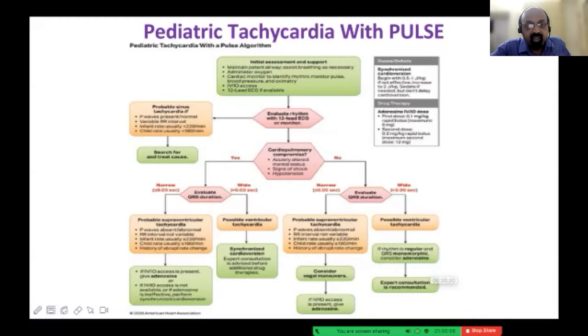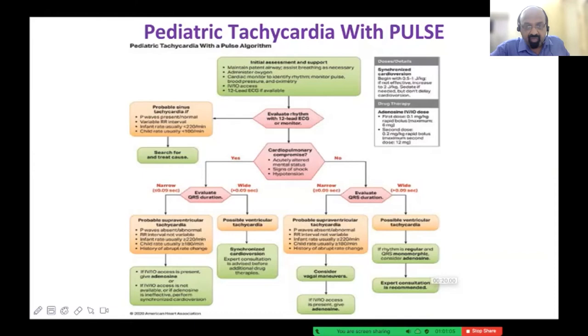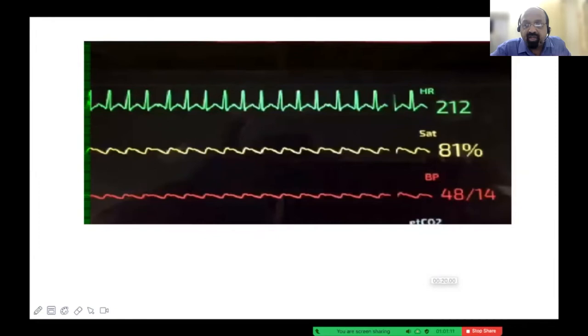When you have a narrow QRS, less than 0.09 seconds, it is mainly supraventricular. Wide, more than 0.09, is possibly ventricular tachycardia. So we have a child probably with a heart rate more than 212 like this. This we are seeing is a narrow complex, less than 0.09 seconds, less than 2 small squares, so you might say supraventricular tachycardia. You have to consider that. So how do you differentiate between sinus tachycardia and SVT?